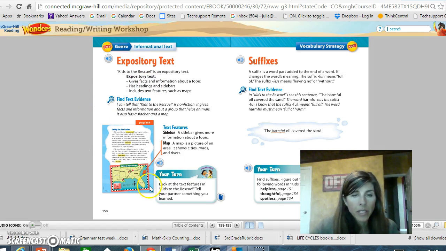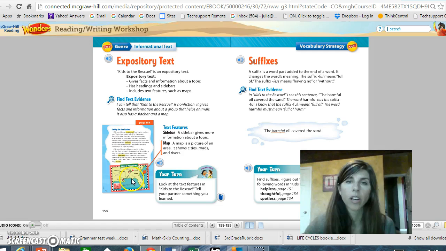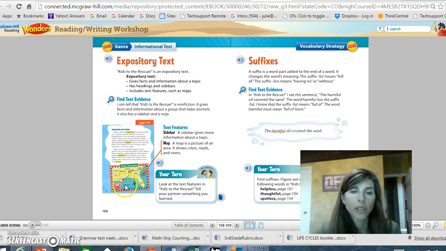And when you're explaining questions, make sure you're specific too. So don't just say that it has facts. Make sure you say it gives facts like, whatever passage you're talking about. Make sure it gives facts like, in this picture, it gives the state names, or whatever you're talking about. Make sure you're specific, not just say, I know it's expository because it's factual.